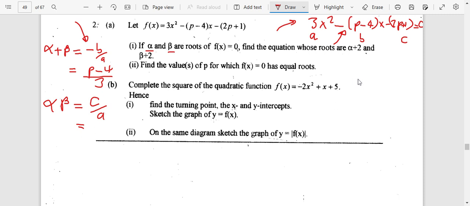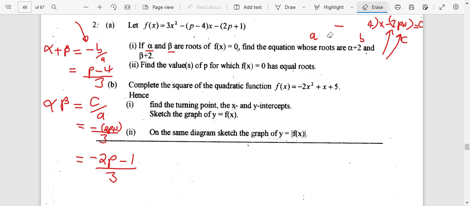So again, what is our c? We can see the c is this one. There's a negative in front, and then we have got 2p plus 1 over a, which is 3. Please never forget this negative in front that you have. So I can just distribute the negative to the inside. That will be negative 2p, negative 1, over 3.